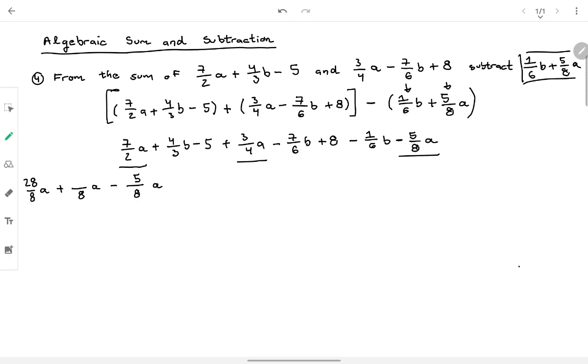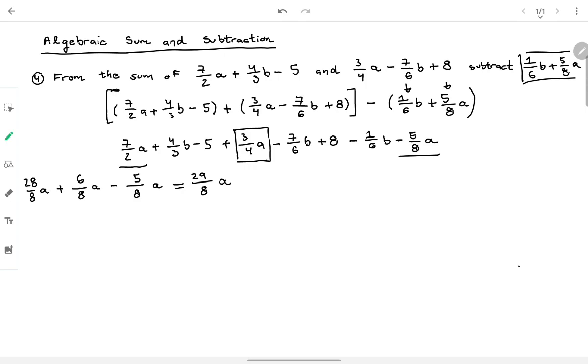The second one gets multiplied by 2. So the 4 gets multiplied by 2, the 3 gets multiplied by 2, so it will be 6. So in this case, we will get 28 plus 6 is 34, minus 5 it's 29. So we will get 29 over 8 of a, that is a positive one.